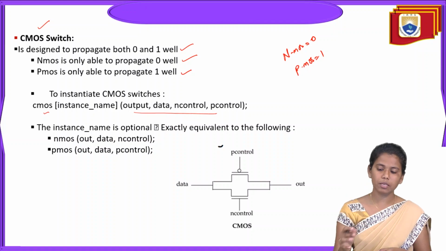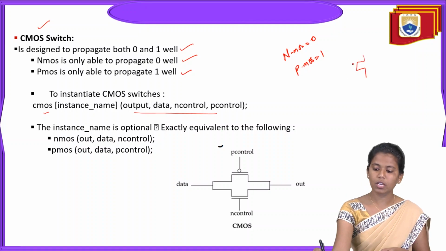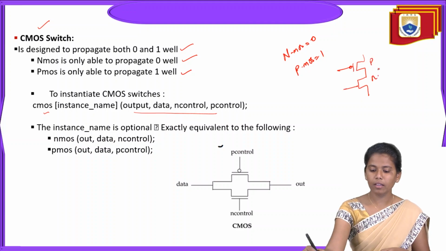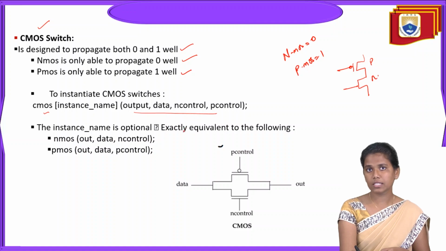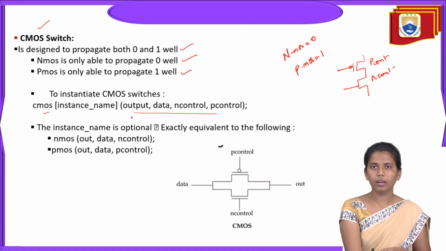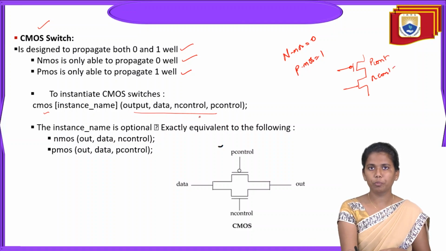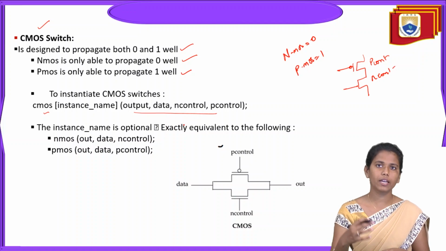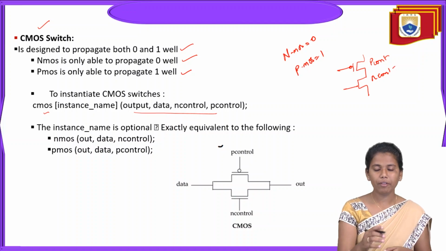If you are considering this CMOS switch, it consists of what? N as well as P, right? So if it is P and N, how many control signals can we have? We have P control and N control lines, right? So here in the port list, I'm mentioning my output along with the data and the P and N control signals.